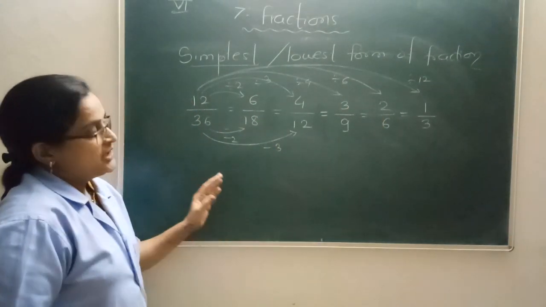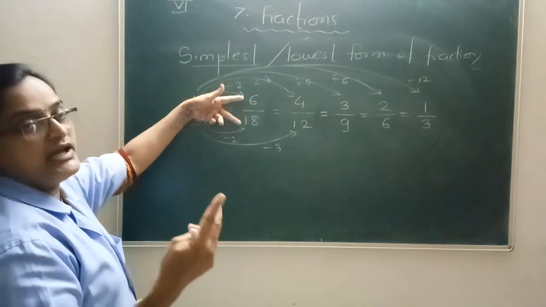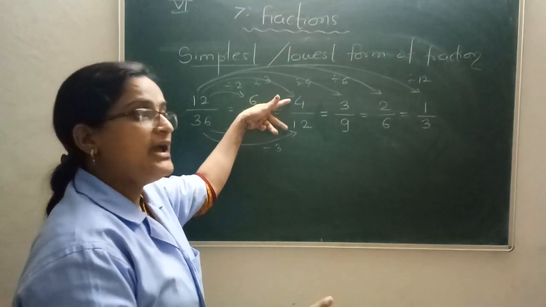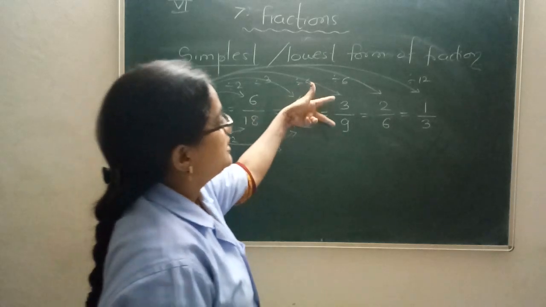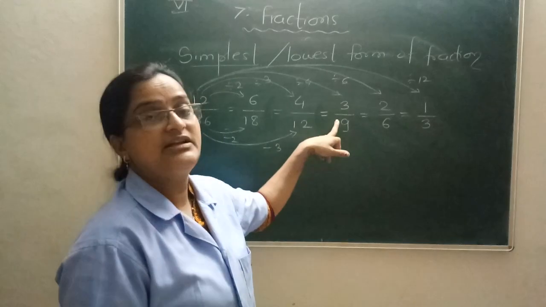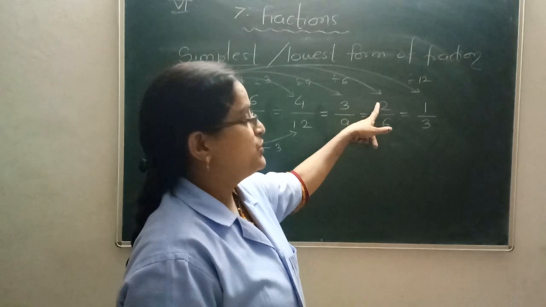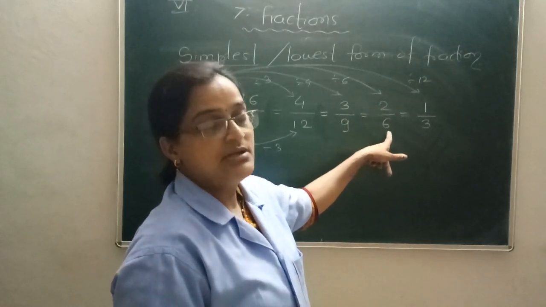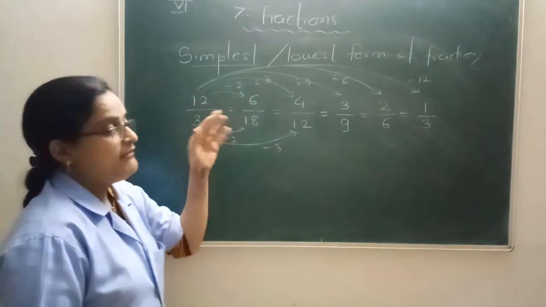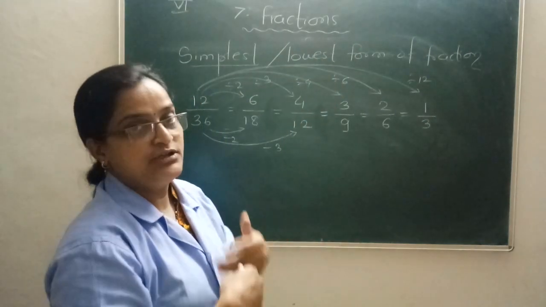Now see, here 6 and 18, when I saw, both are even numbers, so they have 2 as their common factor. Here also both are even numbers, so they have 2 as their common factor. Here 3 and 9 have 3 as their common factor. Both of them are still further divisible by 3. Here both of them are still further divisible by 2. 2 divided by 2 I can do, 6 divided by 2 I can do. Means all of these 4 have some common factor in numerator and denominator.